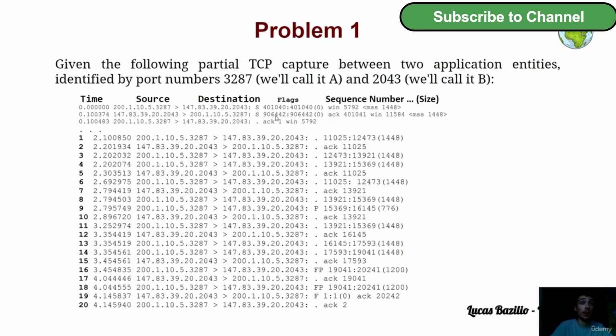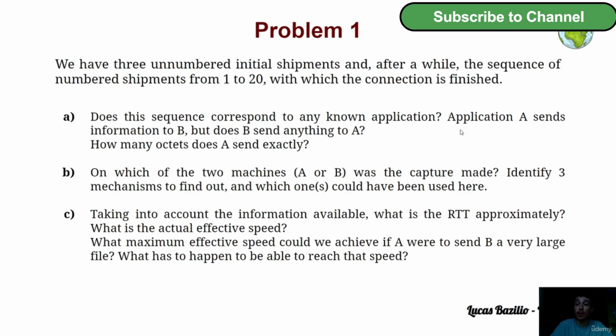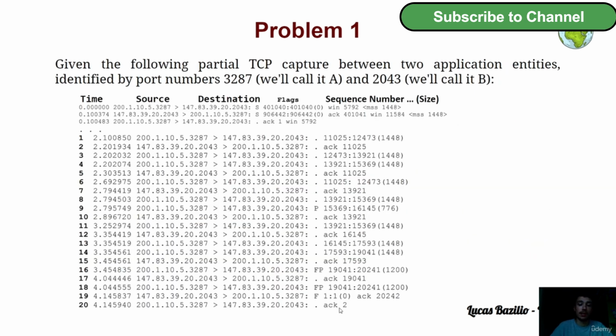Both are below 1024? No, none are below 1024. Since none of them are below 1024, they are not well-known ports. They are ephemeral ports. And then application A sends information to B. But does B send anything to A? Well, we only need to look at the last acknowledgement from application A.